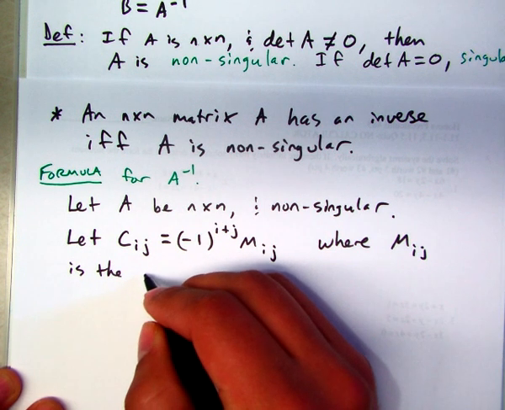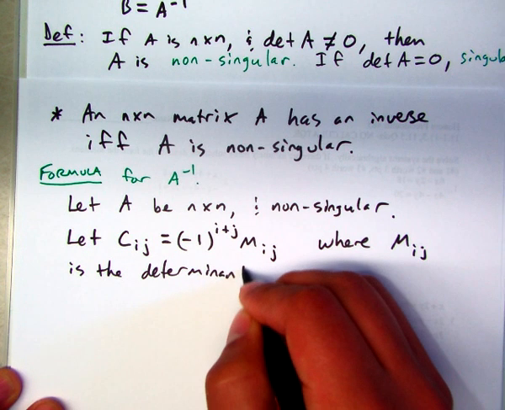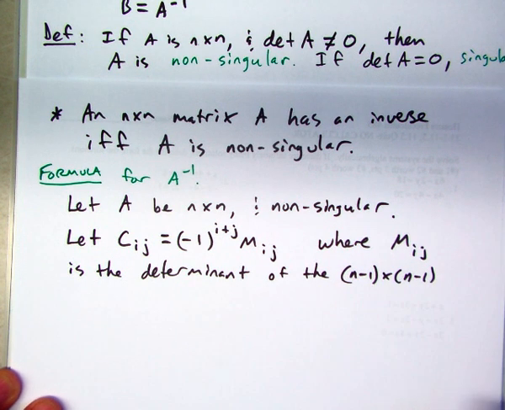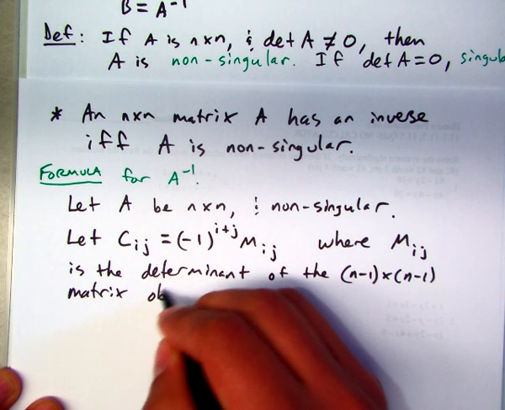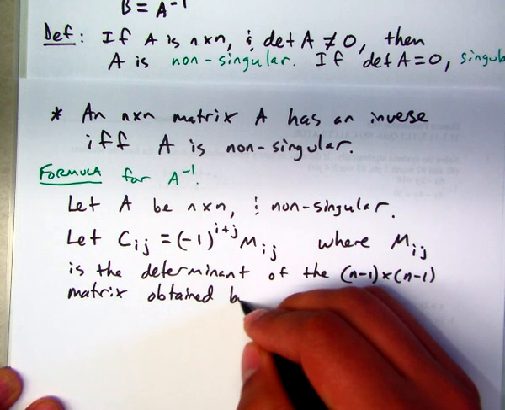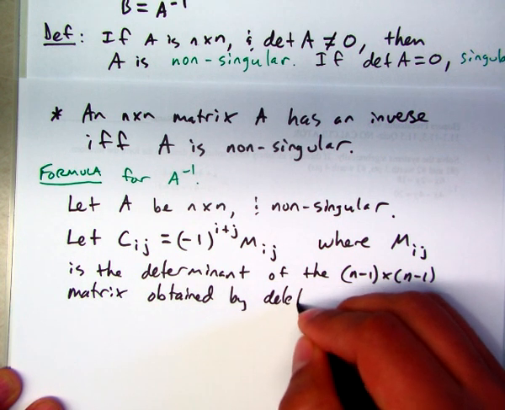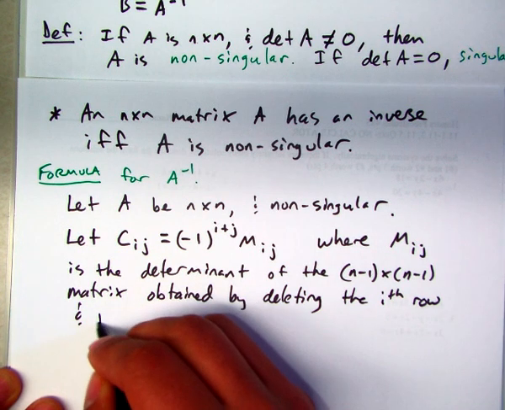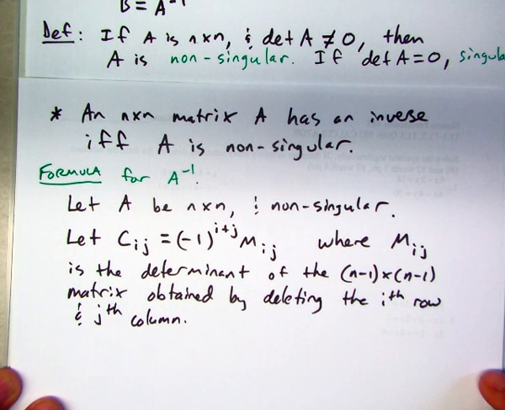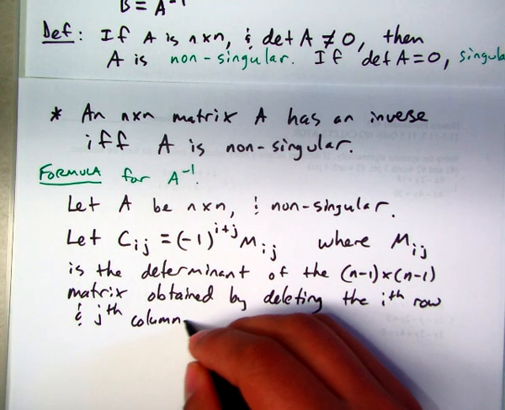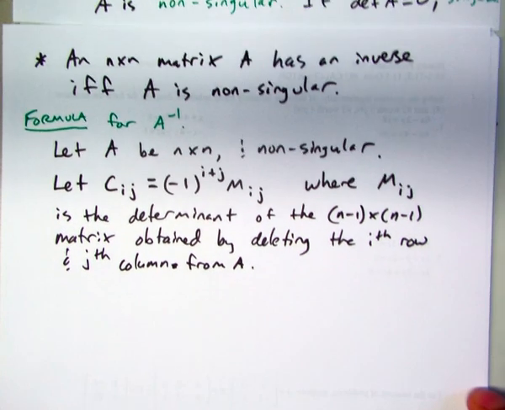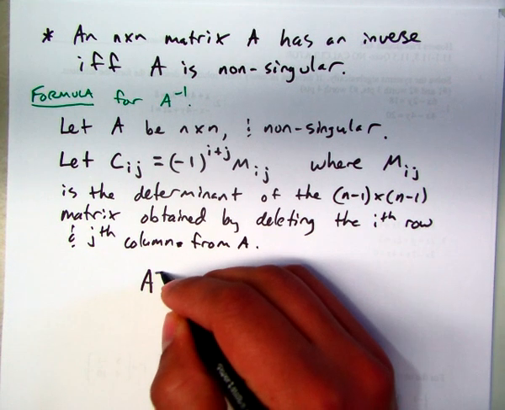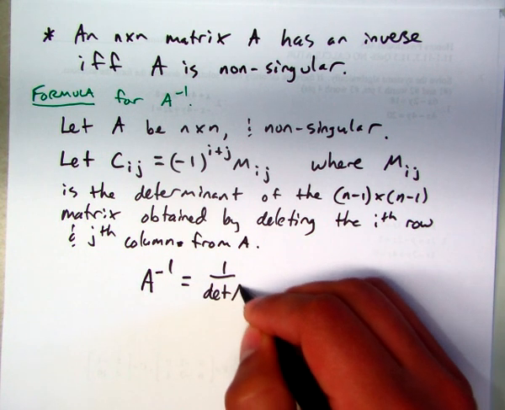is the determinant of the n minus 1 by n minus 1 matrix obtained by deleting the ith row and jth column from A, I should say. And following this pattern, the definition for an inverse is then 1 over the determinant of A times the transpose of C sub ij.